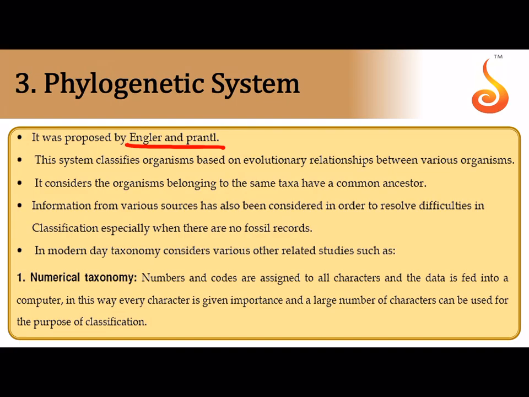This was proposed by Engler and Prantl. And here, as the name itself indicates, phylogeny means evolutionary history, so it takes into account the evolutionary relationships. It considers organisms belonging to the same taxa. It says that if you have to group the organisms, for example class Mammalia, or any angiosperm class for that matter, if you say any plant class, all the plants present in that particular class, like for example dicotyledonae, isn't it? Now you can say that they belong to a common ancestor.